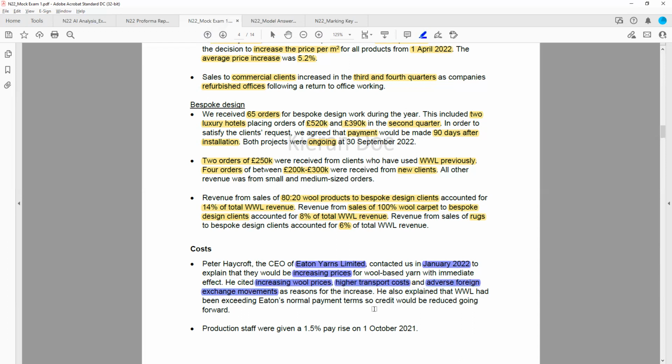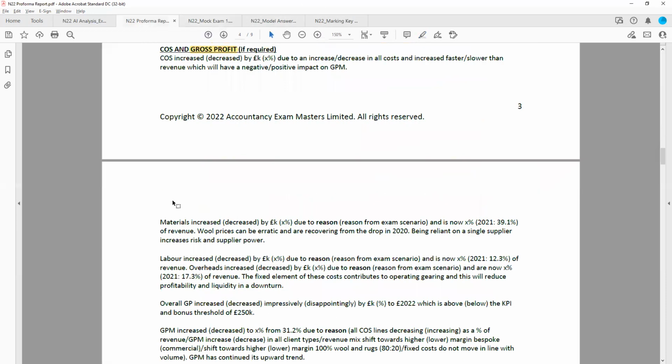He also explained that WWL had been exceeding Eaton's normal payment terms, so credit would be reduced going forward. Again, this is having an impact on cash. You'd expect payables to have gone down, and therefore that would have a negative impact on cash. And we also talked about production staff being given a pay rise. So clearly this is a reason why materials have gone up. So I'm absolutely going to comment on that.